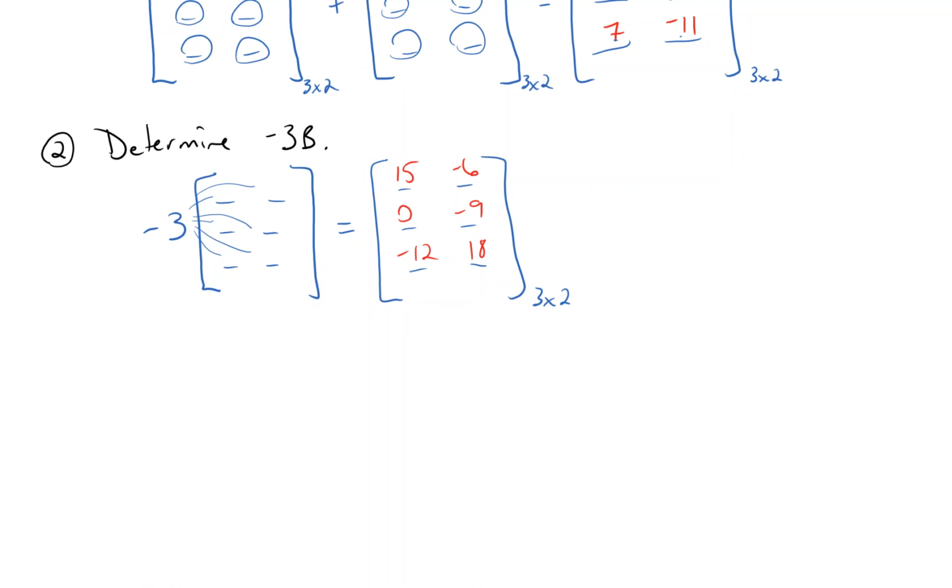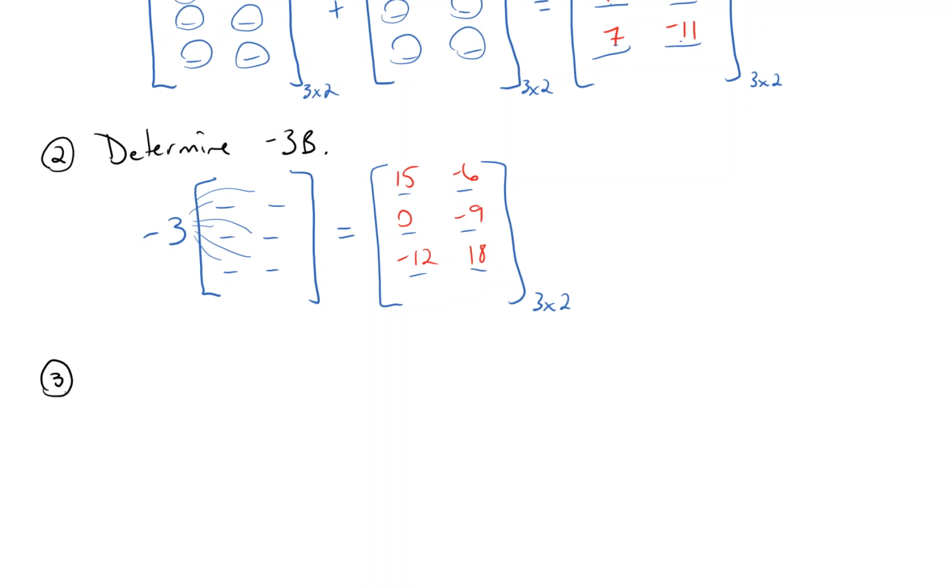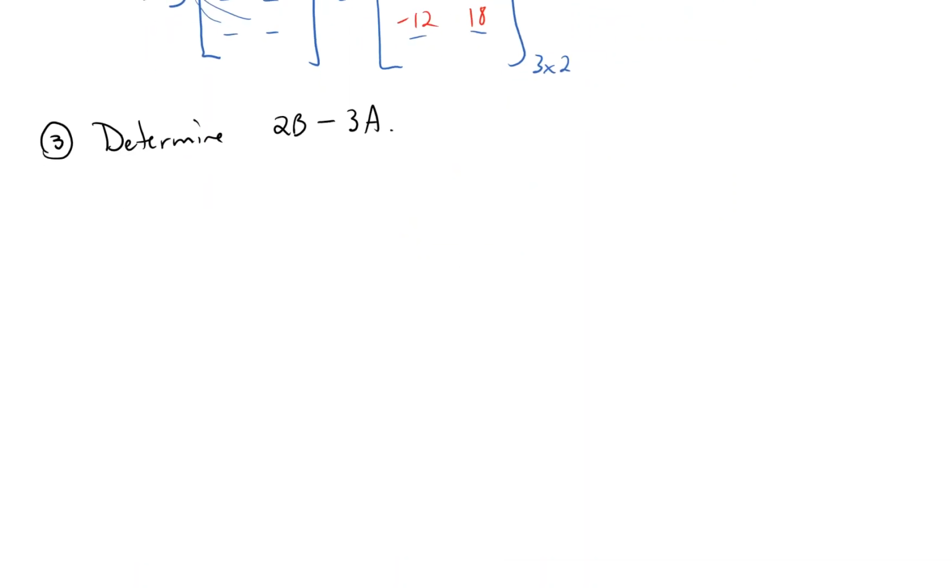Let's do one more problem together. This time we're going to mix scalar multiplication with subtraction. So now let's determine 2B minus 3A. We're going to start by writing down the scalar 2 times matrix B. We're going to copy matrix B down, minus 3 times matrix A.